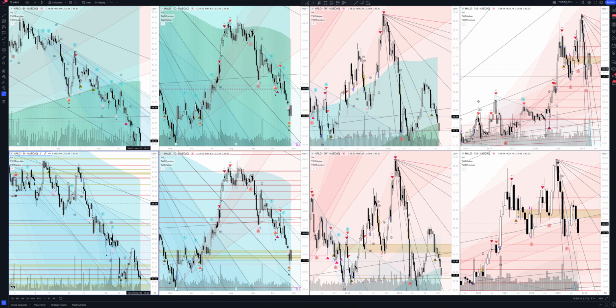Today we will take a look at Halozyme Therapeutics Inc. stock. Let's analyze the market situation and find out how you can make money on it. Let's start.